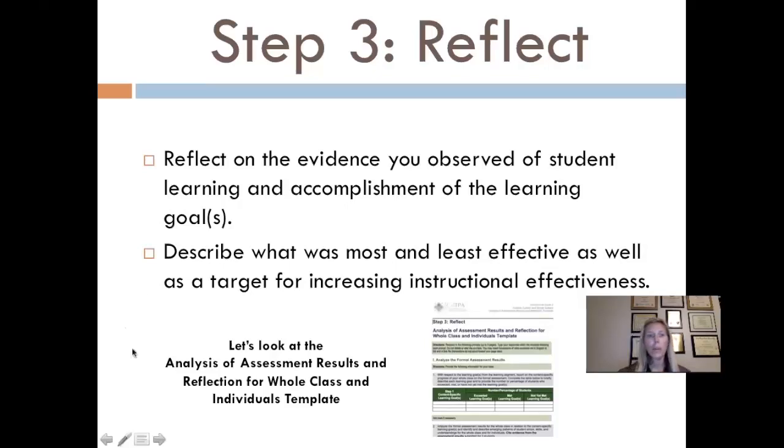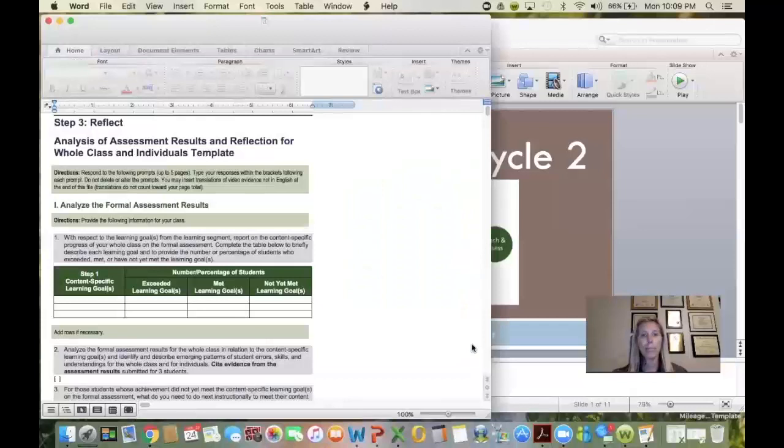Okay, and you're also going to be describing what was most and least effective, as well as a target area, an area that you want to pinpoint for increasing your instructional effectiveness for the next lesson that you teach. And these types of prompts are what are going to be found inside of the analysis of assessment results and reflection for whole class and individuals template. It's a very long title for this document. And this template can be found in the TPA Center for CalTPA.